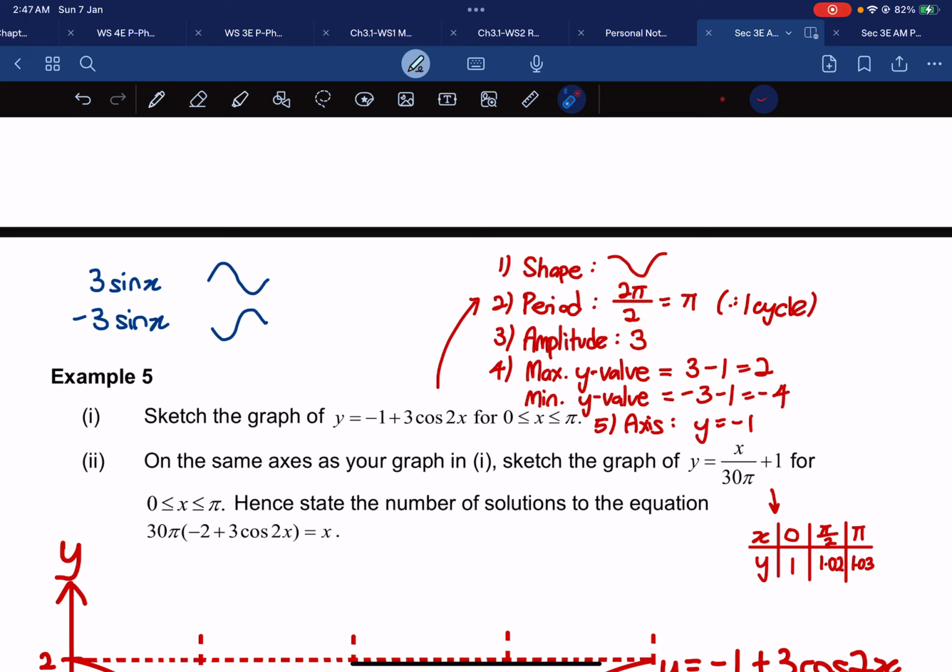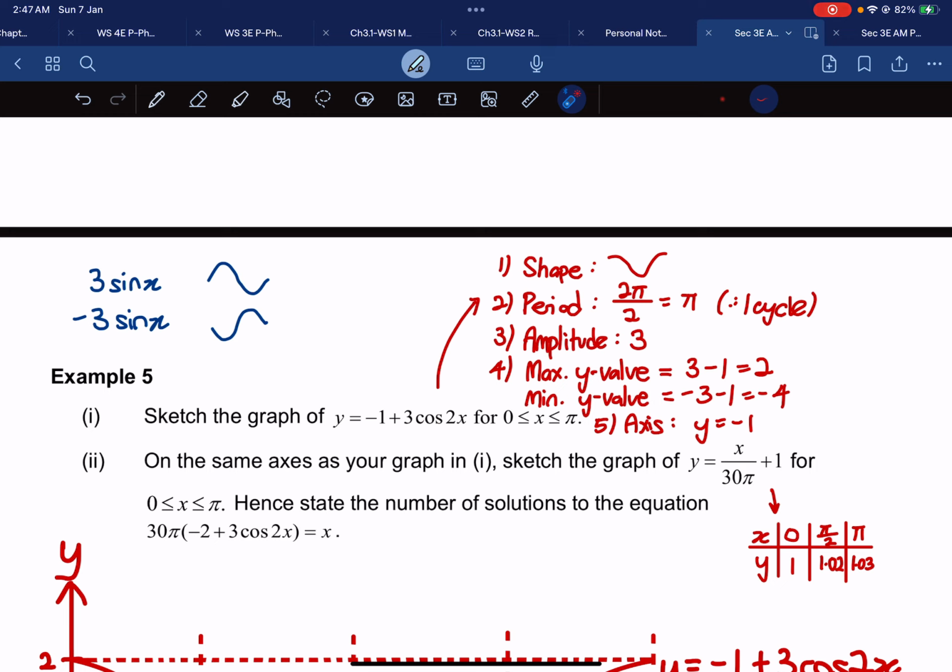And since for this question, they say to sketch the graph for x between 0 to pi, and I know that the period is pi, so therefore I only need to draw one cycle. One of this is called one cycle. Okay, next part, amplitude. How do I find amplitude? Amplitude is this value here multiplied to the Trigo function, and over here I know that amplitude is 3.